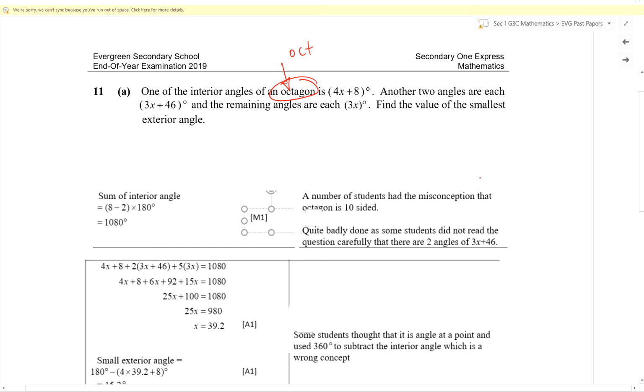So it turns out that students last year thought that an octagon was 10-sided. So please don't make this mistake. This is 8-sided.